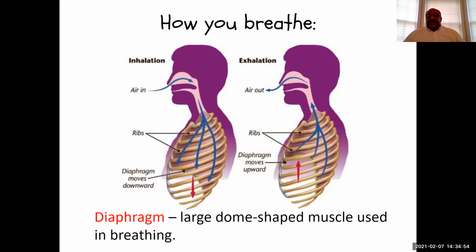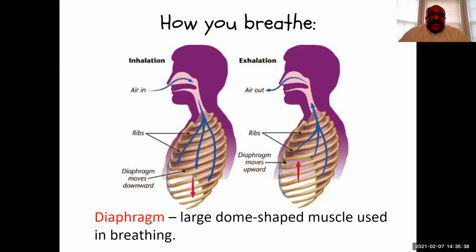Conversely, on exhalation, the diaphragm moves up and the intercostal muscles in the ribs compact in, making your chest cavity smaller, thereby increasing the air pressure inside the lungs, or inside the chest cavity. When the pressure inside your lungs becomes greater than the air pressure outside, then air goes out. Okay, and you can feel all of it happening.